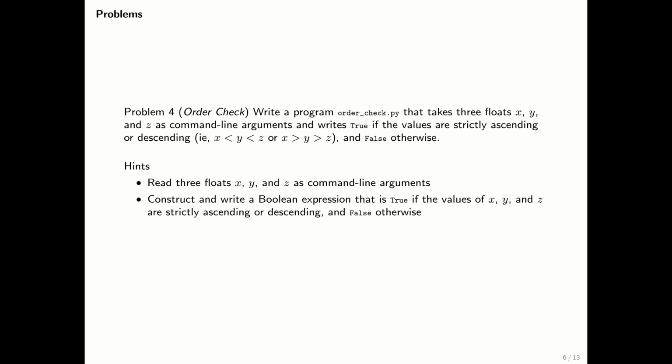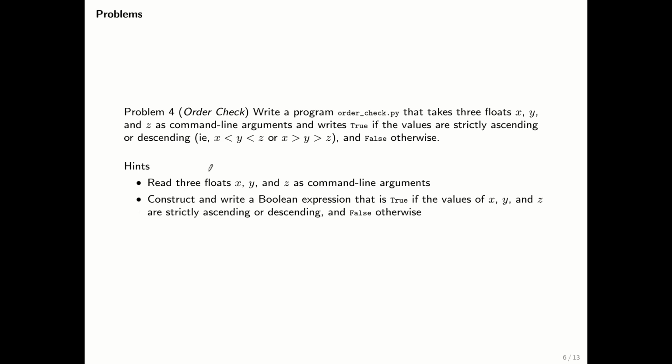The next problem is called order check. Here, you're supposed to write a program called ordercheck.py that takes three floats, x, y, and z, as command line arguments, and writes true or false. It's supposed to write true when the three numbers x, y, and z are in strictly ascending or strictly descending order, and false otherwise. So first read the three floats as command line arguments, and then simply construct a single Boolean expression that evaluates to true when x, y, and z are strictly in ascending or descending order, and evaluates to false if that's not the case.